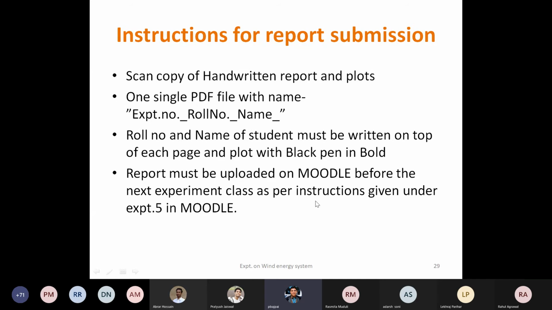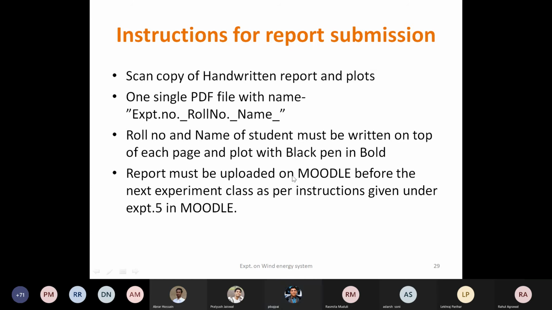Submit it on the Moodle by 10th of February. Not 10th of February, sorry. Today is 8th. When are we supposed to submit it? 15th, sir. 15. Sir, 16. Okay, we will reduce one day, 16. So 16th February by evening, okay?